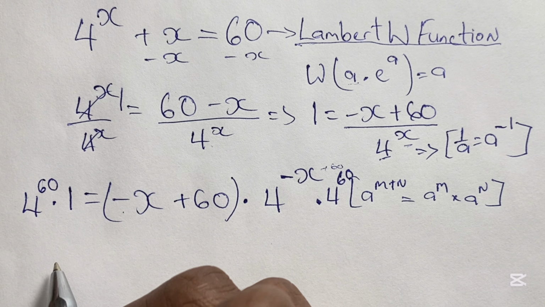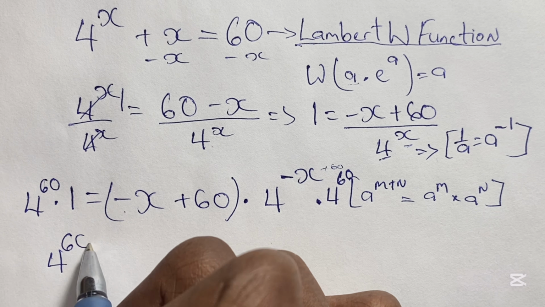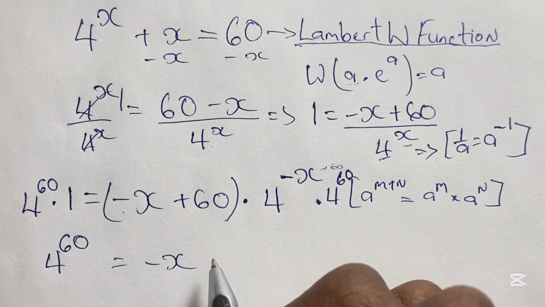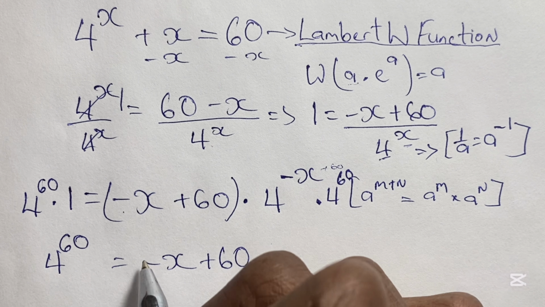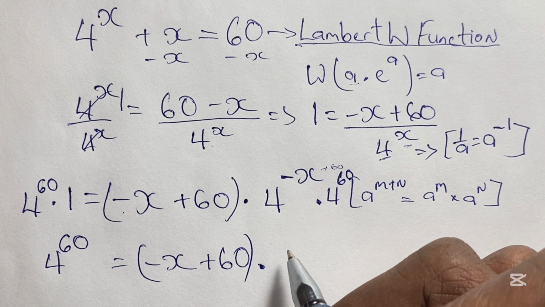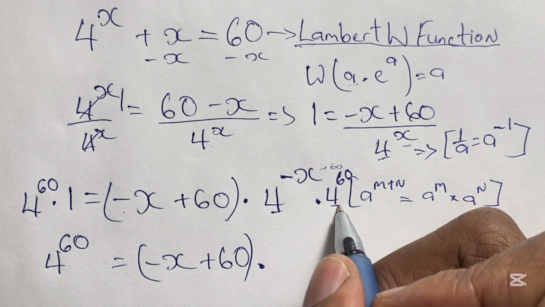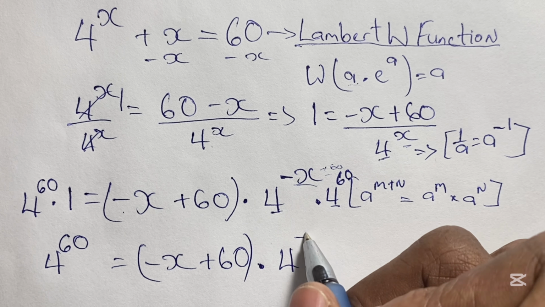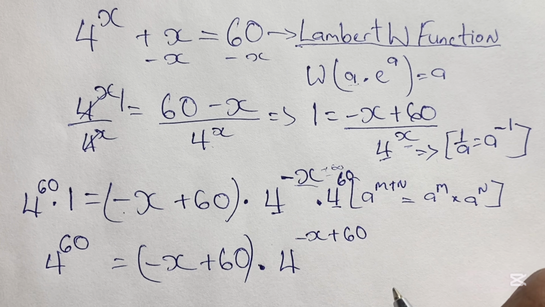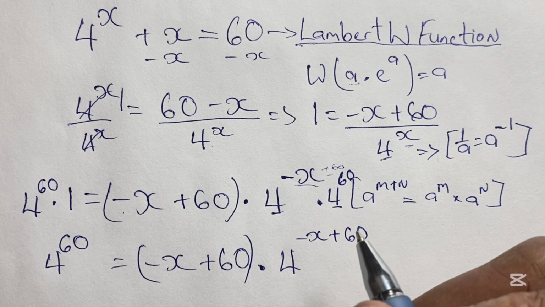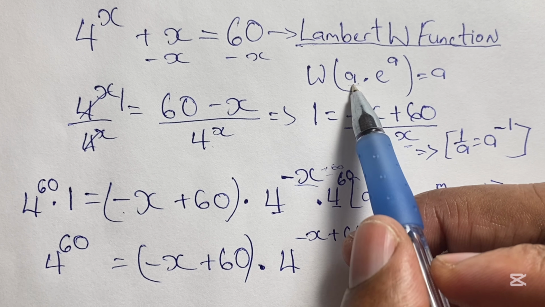So we have 4 to the power of 60 times 1 on the left, and therefore this is equal to (-x + 60), and of course we continue to put that in brackets, and we have this times 4 to the power of, we still have a 4 to the power of -x, and as the bases are the same, the 4 and the 4, all that we do is add the powers according to our law of indices.